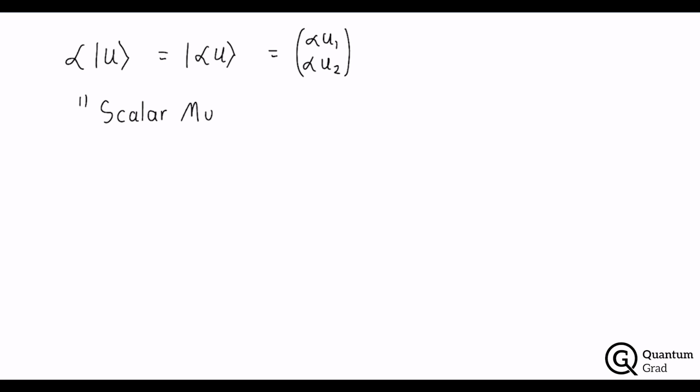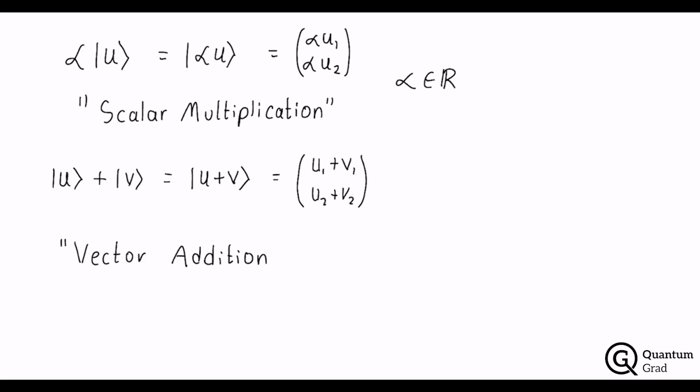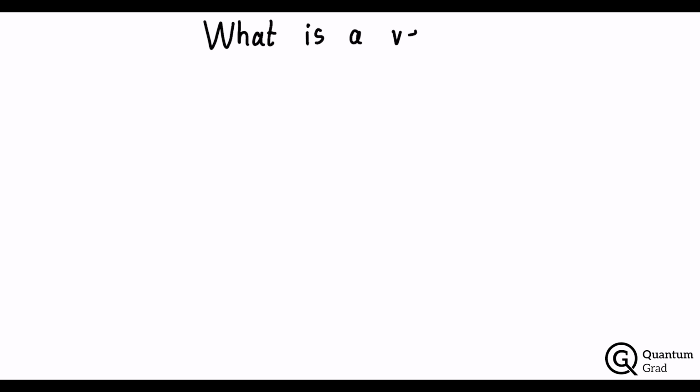Now let's discuss some properties of vectors. Alpha times ket u is ket alpha u, where alpha is multiplied to each component of u. This is called scalar multiplication, where alpha is a real number. Another property: ket u plus ket v is ket u plus v, where each element of u and v are added together. This is also called vector addition, where u and v are vectors. Sounds simple, right?